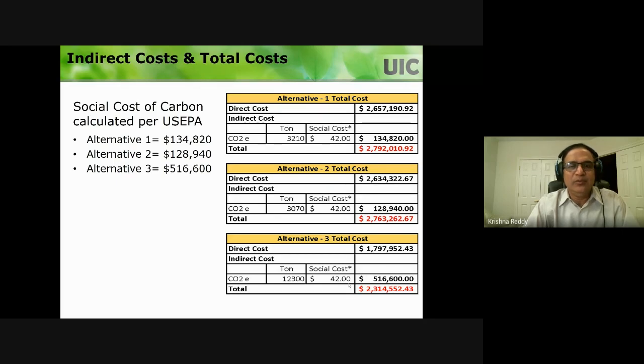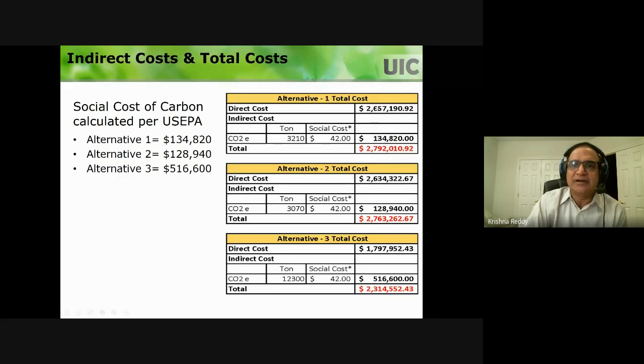So you need to also look at the indirect costs, right? Monetize the environmental costs. So for example, greenhouse gas. The social cost of carbon, US EPA came up with this number of $42 per ton. You already know the amount of greenhouse gases generated for each alternative, and you multiply that. This is the cost of fixing the problems due to greenhouse gases. That's, let me put it the easy way.